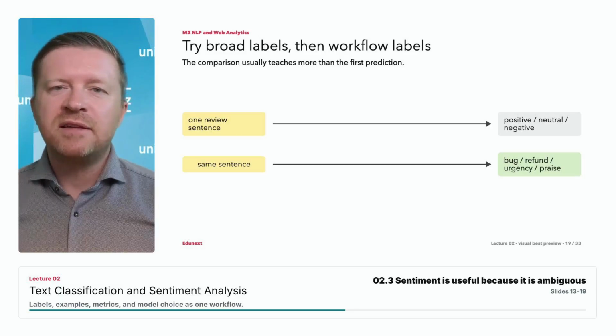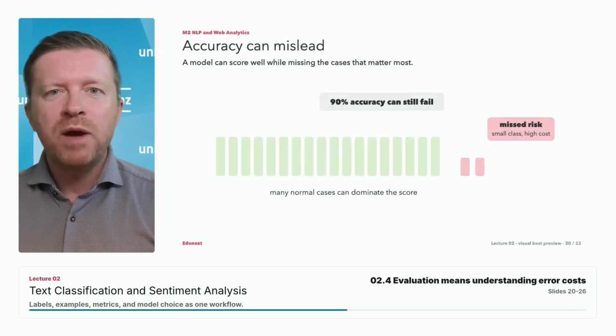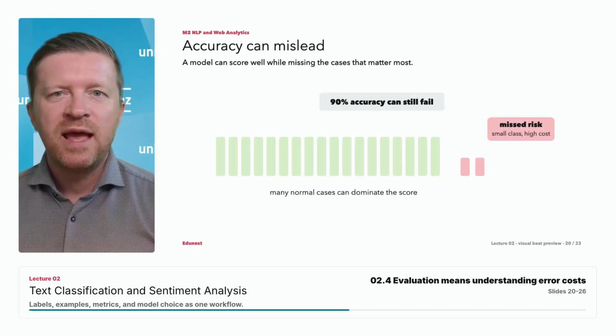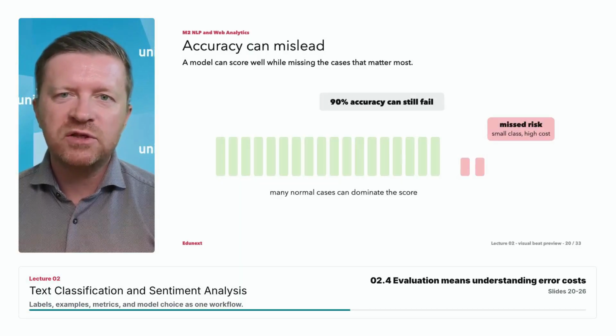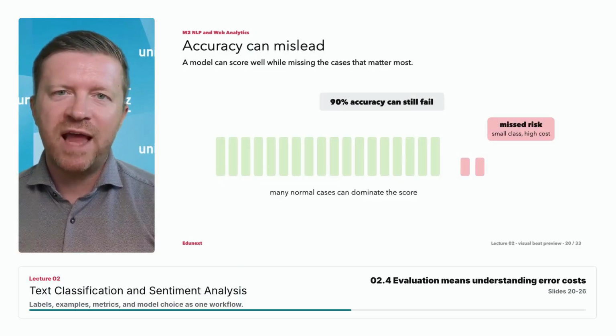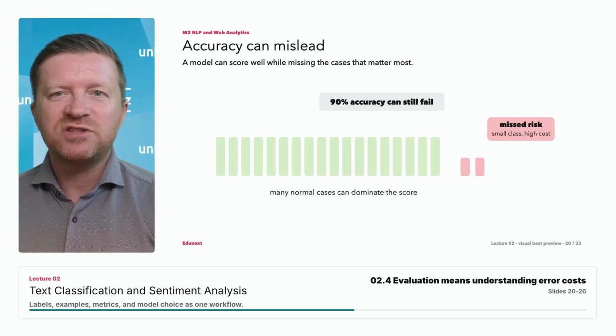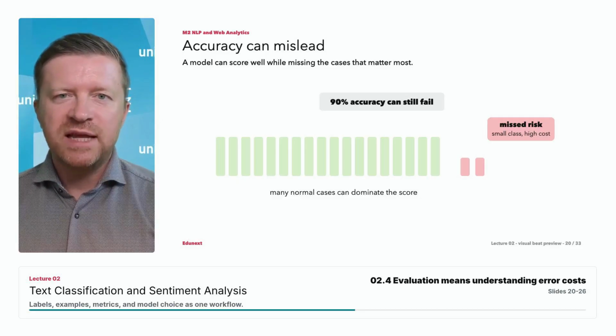And now we can ask the next question. How do we know whether a classifier is good enough? When people first evaluate a classifier, they often start with accuracy. Accuracy asks a simple question. What proportion of predictions are correct? This is easy to understand and sometimes it is a useful first number. But for many classification systems, accuracy can be misleading.